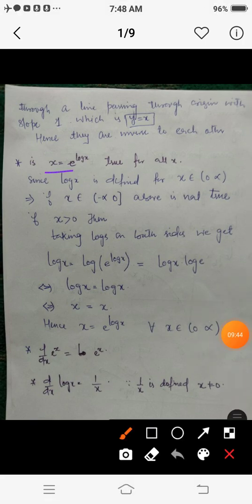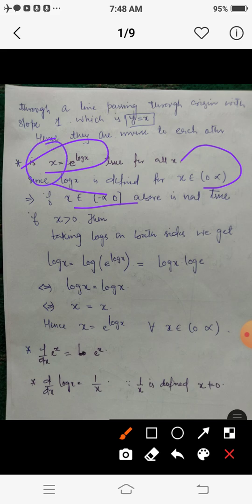Now we have x equals e raised to power log x, and we have to prove that this is true. Is this true for all x? Since log is defined for all x belonging to 0 to infinity, if x belongs to minus infinity to 0, that is negative numbers, this log is not defined. Now if x is greater than 0, then taking logs on both sides, log of x equals log of e raised to power log x, with base e. It is understood here that the base is e.